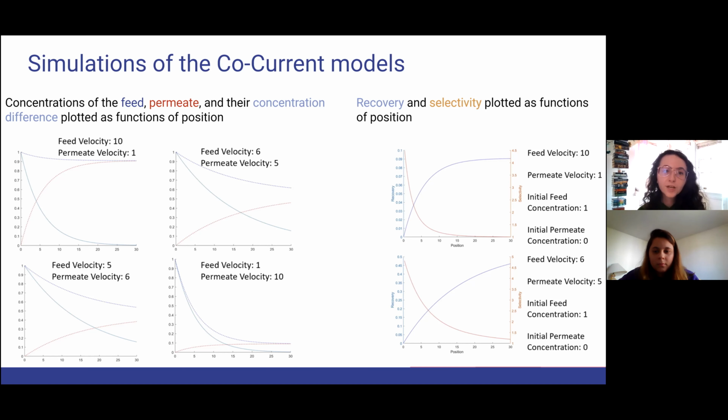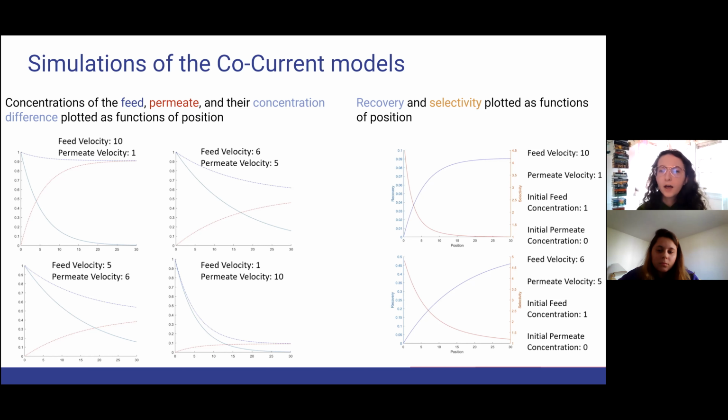And so these pictures here are showing how the concentrations in the feed and the permeate and their concentration difference change as a function of position. So they change as they go through the system and make contact with that semi-permeable membrane, and they pass through it. As you can see, they go through very quickly, and the velocity does make a very direct difference on at what point they reach that equilibrium, at what point both the concentrations in the red and the blue come together. And then on the right, you can see the recovery and the selectivity also plotted against position.